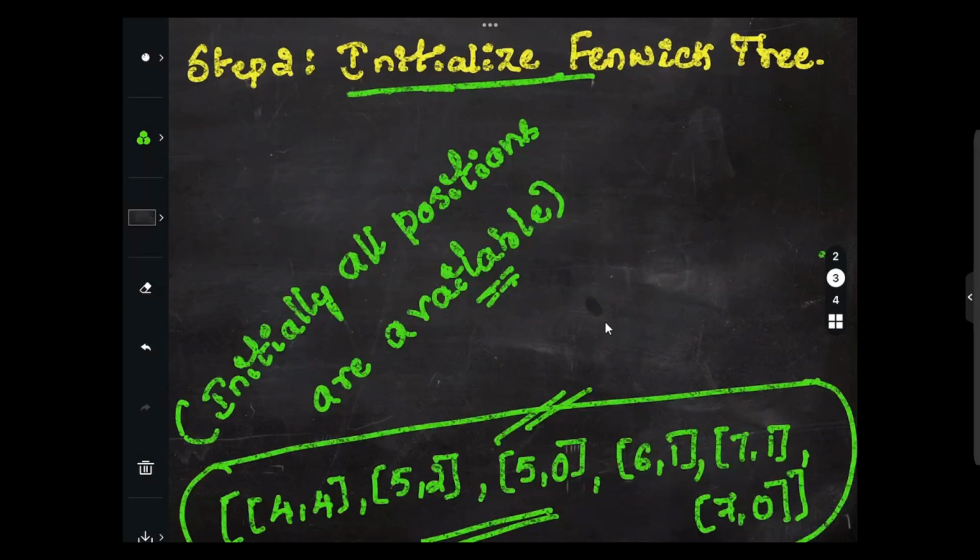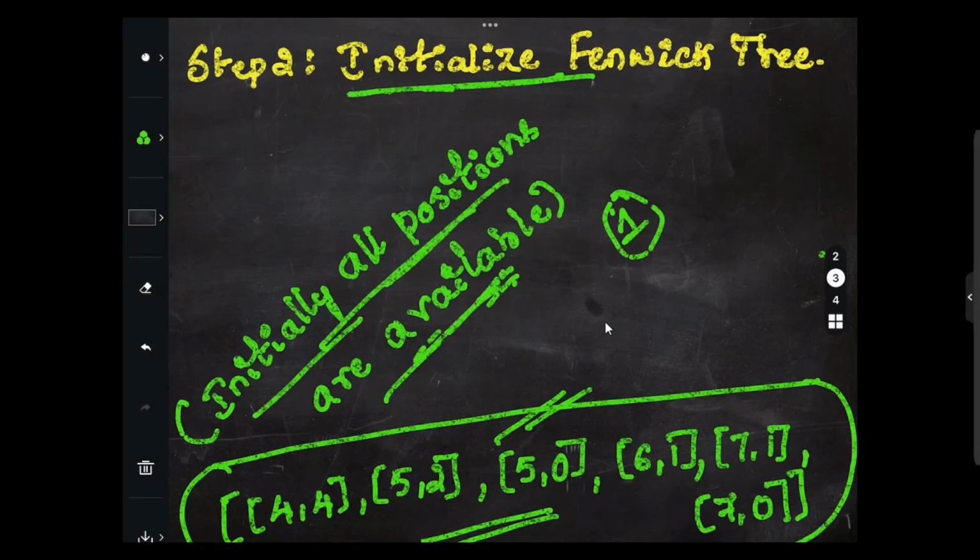Second step here is we are initializing a Fenwick tree. So we will initialize the Fenwick tree to track open positions in the queue. So we have to track all the open positions in the queue, right? For that purpose, we'll be making use of the binary index tree or the Fenwick tree. Let's initialize the Fenwick tree here to track open positions in the queue. Initially, all the positions are available, nothing but Boolean value 1 in the BIT. Initially, all the positions are available in the binary index tree.